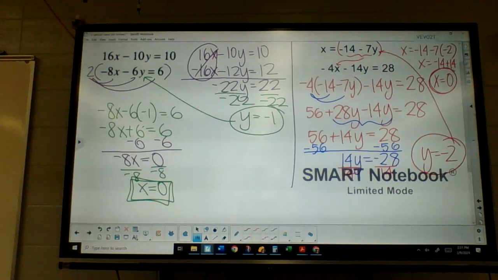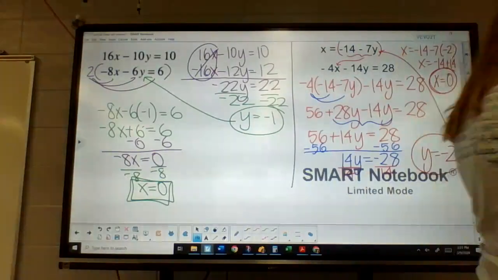All right, so we're going to finish up with this last question. Big word problem. It probably looks scarier than it is.